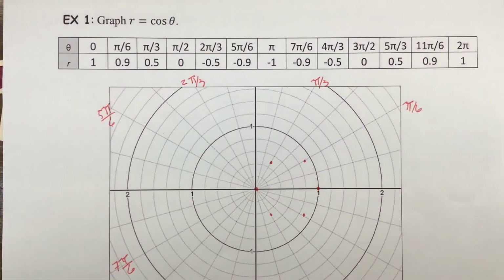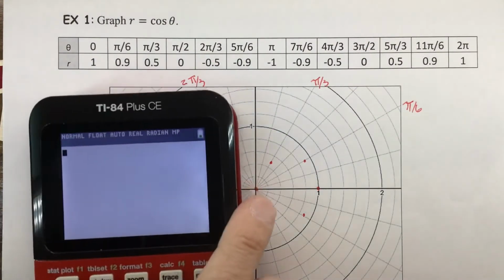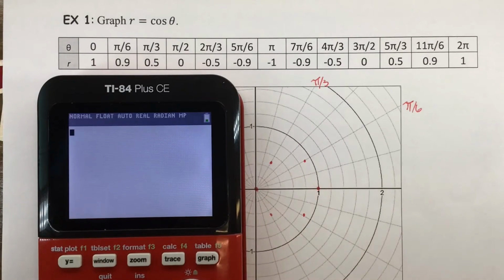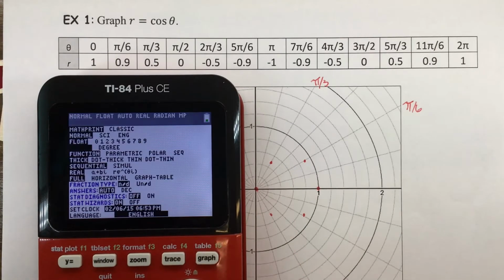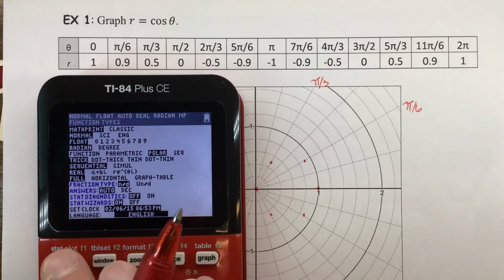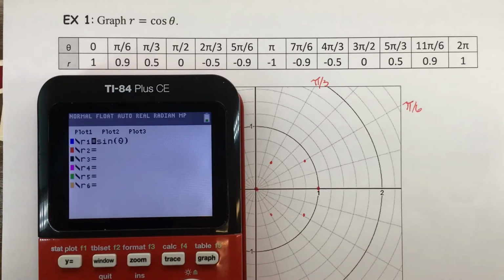All right, let's see if I can make a graph on the calculator here efficiently. What I need to do first is change this from a function, which thinks of things as x's and y's, to polar. Got to go there, and then if I go to y equals, you're going to notice that it actually says r equals. All of these are going to be r equals. I've already got sine theta in there, but I'm going to be graphing cosine theta.